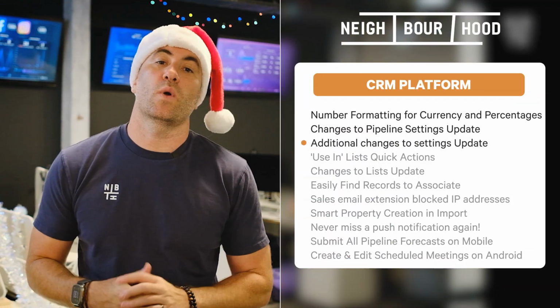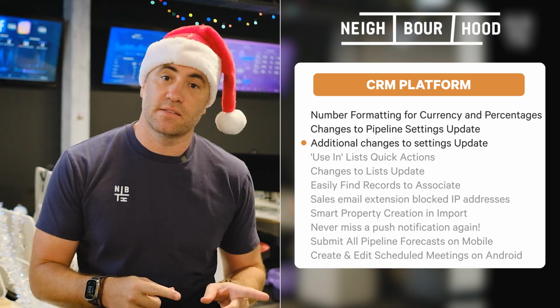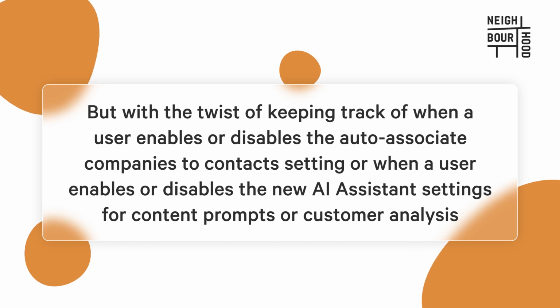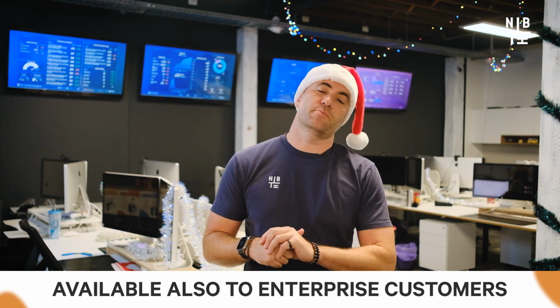Similar to the last update, we will now be able to track and audit when a user makes a change in the settings, but with a twist of keeping track of when a user enables or disables the auto associate companies to contact settings, or when a user enables or disables the new AI assistant settings for the content prompts or customer analysis. And as always, this will be available to all enterprise customers.